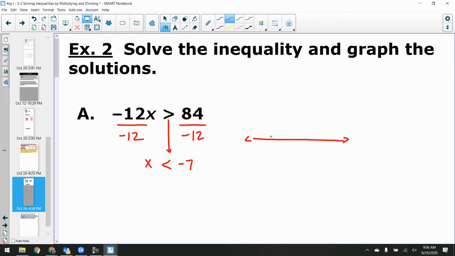Here's my graph. Here's negative 7. Here's 0. Is it going to be an open or closed circle on negative 7? Open. Now, is it going to go to the right or to the left? To the left. Even though in my original problem it looks like it would have gone to the right, it had to flip because I divided by a negative. Don't believe me? Plug in an answer. Like negative 10 would have been a solution, right? Negative 12 times negative 10 would be a positive 120. Is 120 greater than 84? Yes, that came out to be a true statement. So remember, you can always plug in values just like we did on the last chapter test.